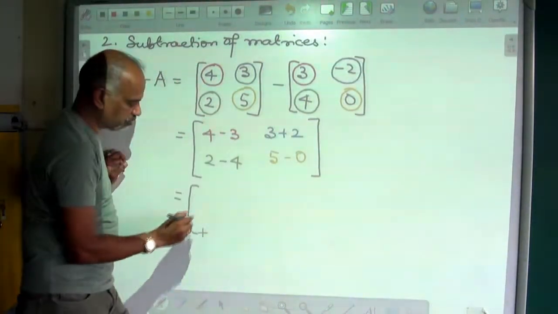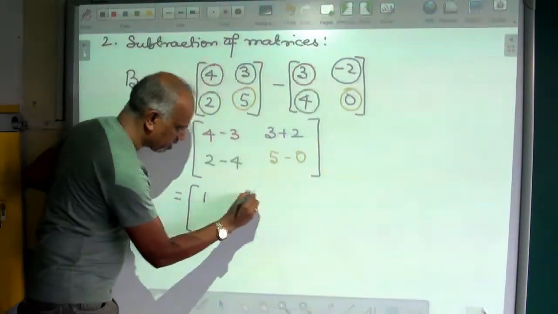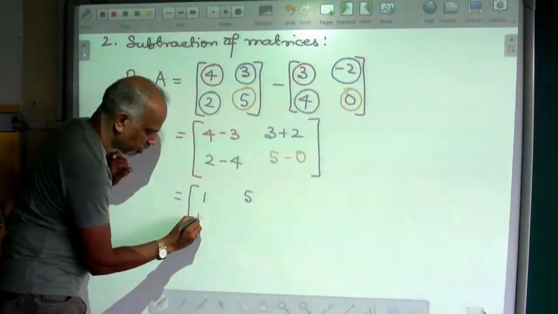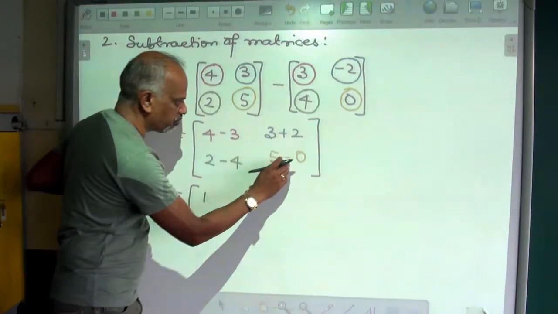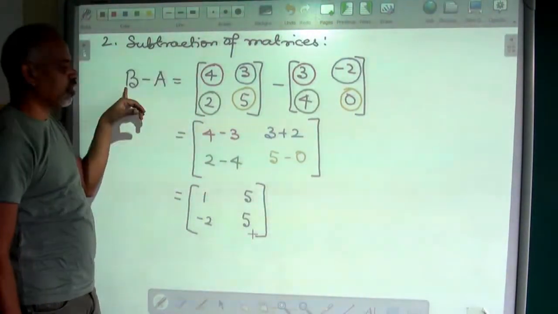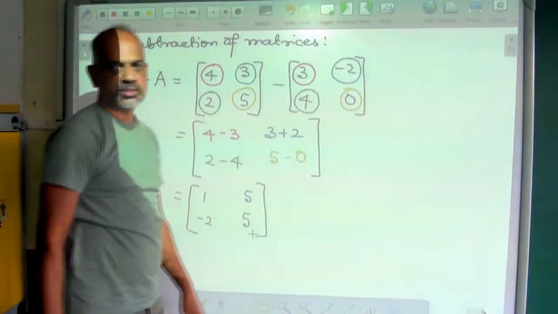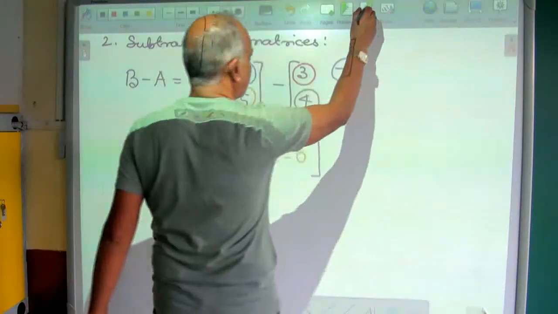4 minus 3 gives you 1. 3 plus 2 gives you 5. 2 minus 4 is minus 2. And 5 minus 0 is 5. So this will be the value of B minus A. Okay. So addition and subtraction are quite simple.